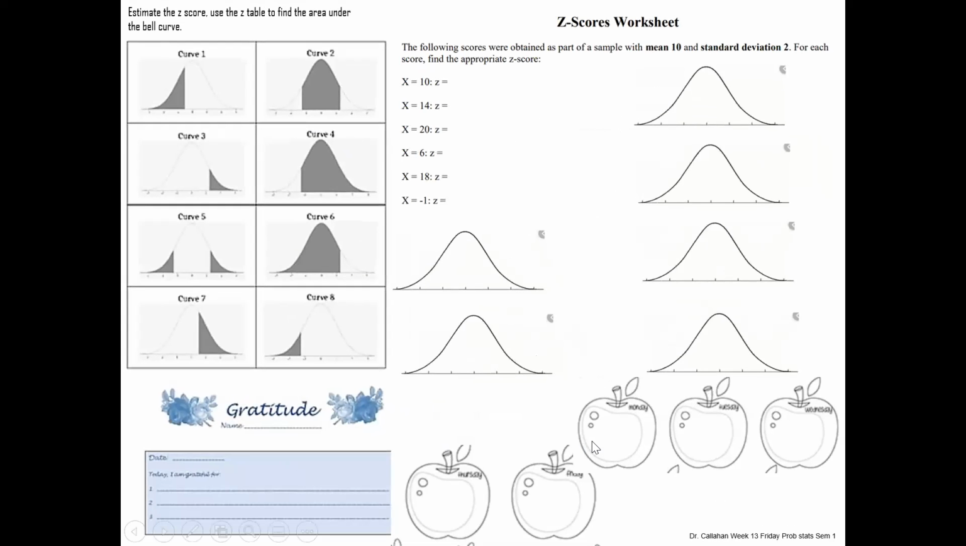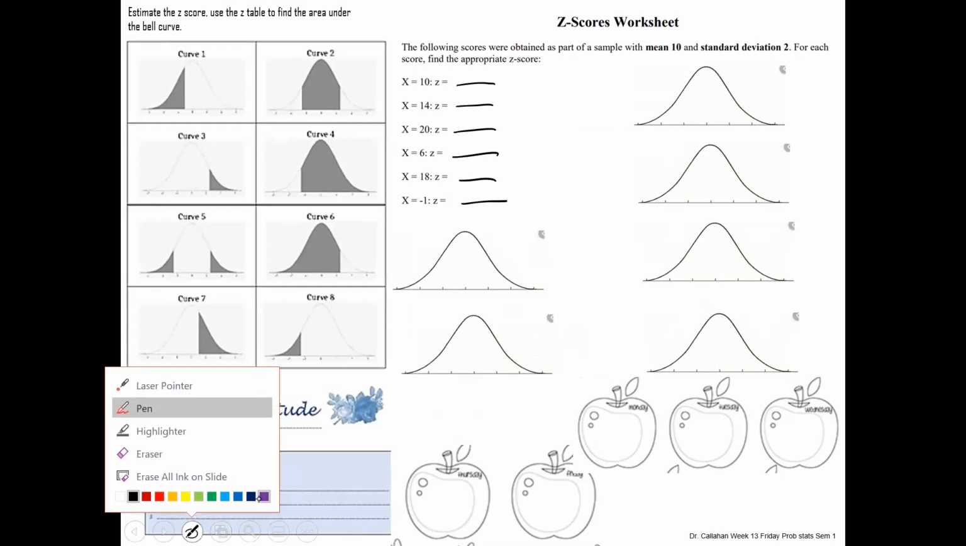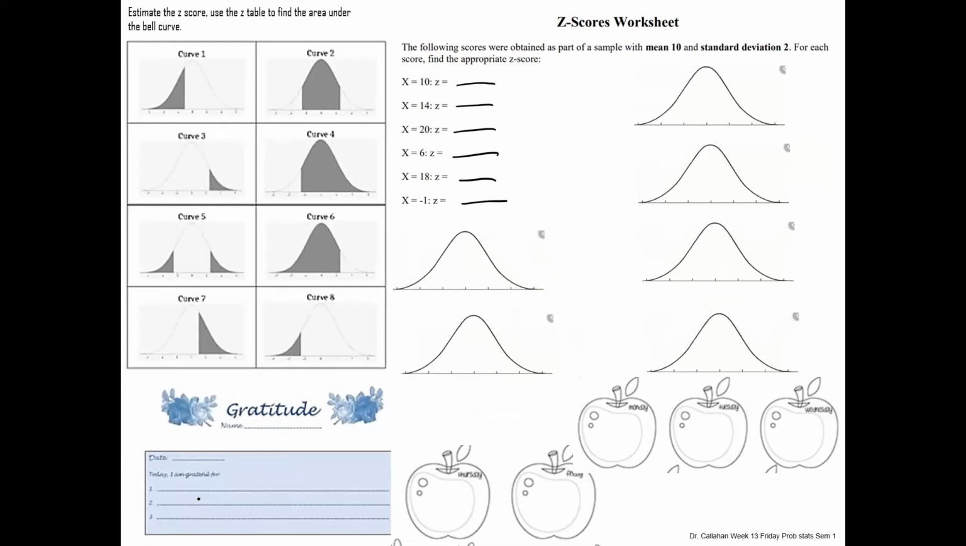All right, so next what I want you guys to do is take a look at this worksheet here, okay? I would like you to go ahead and, using the X, find the z-score and draw the diagram here. That's your first task. And then when you're done with that, I want you to estimate the z-score using the z-table and find the area underneath the bell curve for these 8 problems.